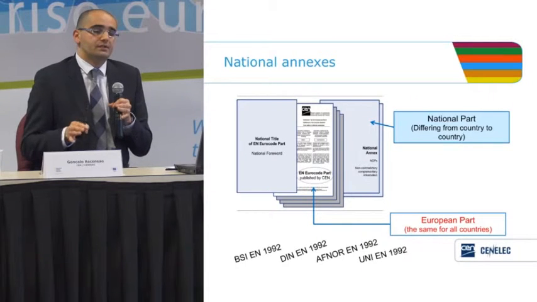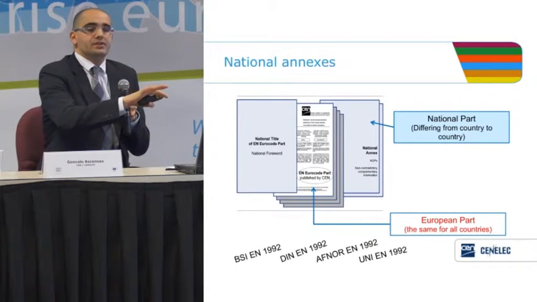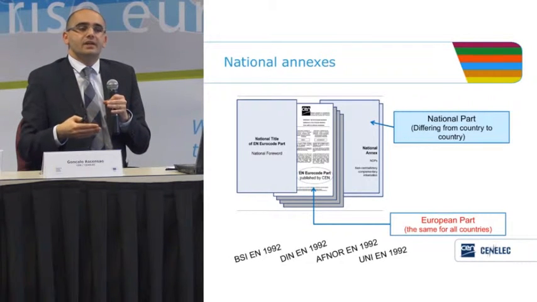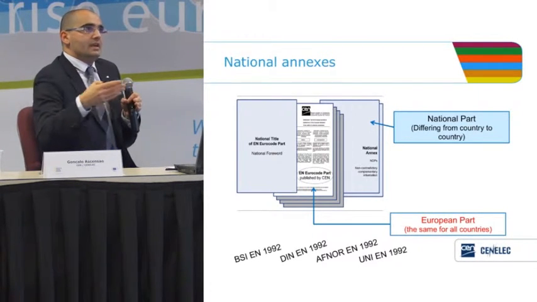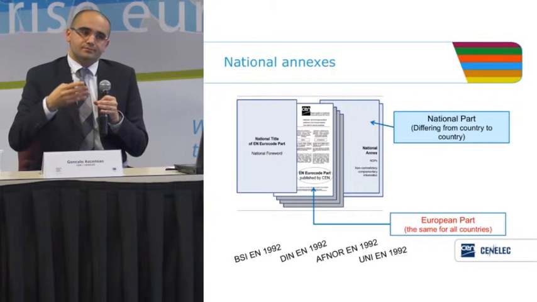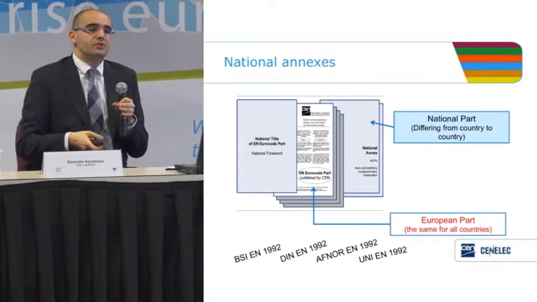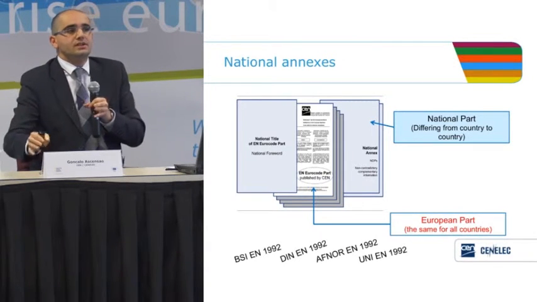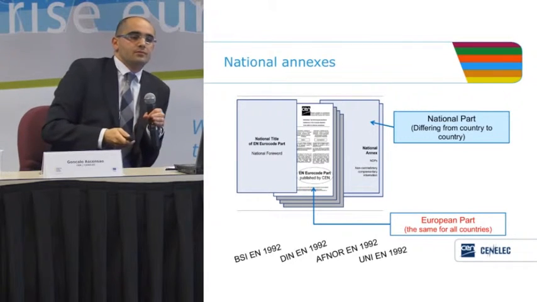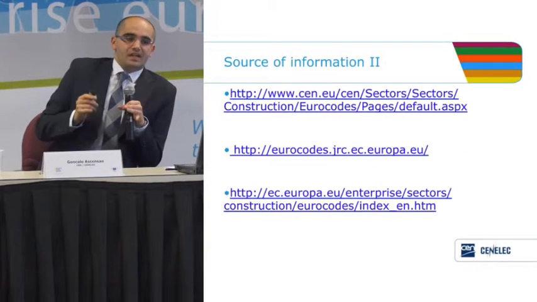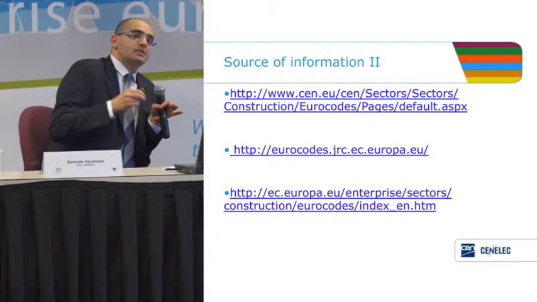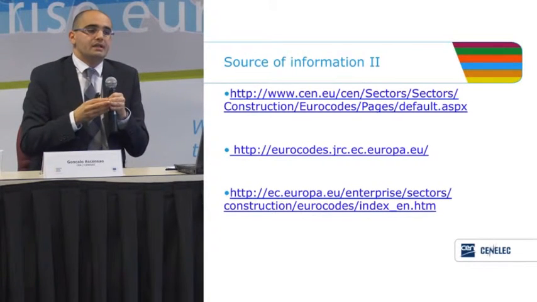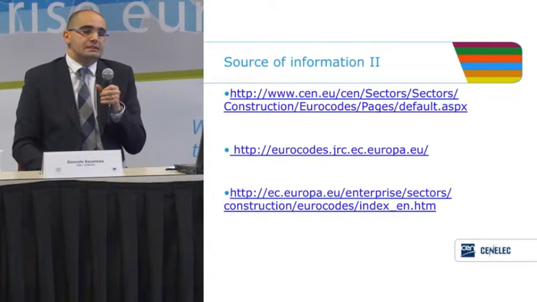Now, how does this work? We have the European standard that is the same all over Europe, and it clearly identifies where the aspects are that you can include national information. So you will have a national annex saying that when you go to this country, this is the value that you have to use. There are several sources of information on the CEN website, on the JRC website, and also the Commission.